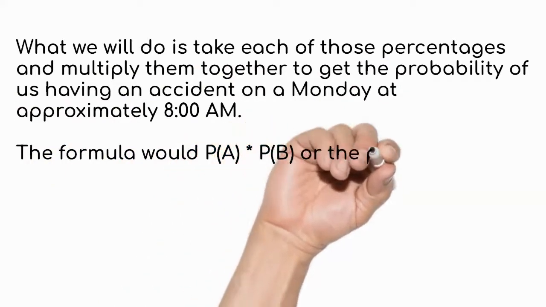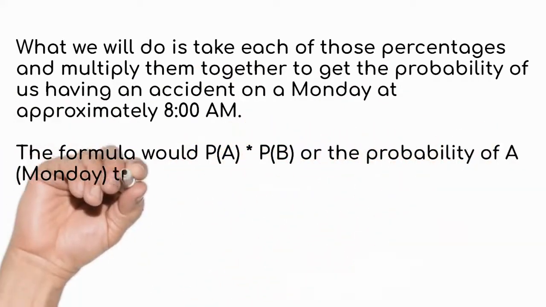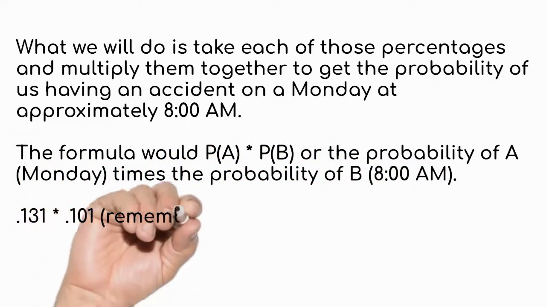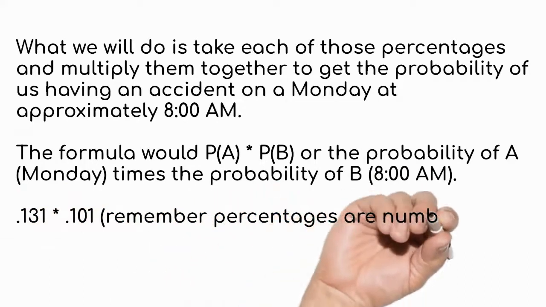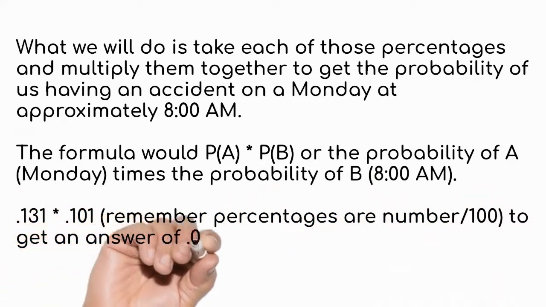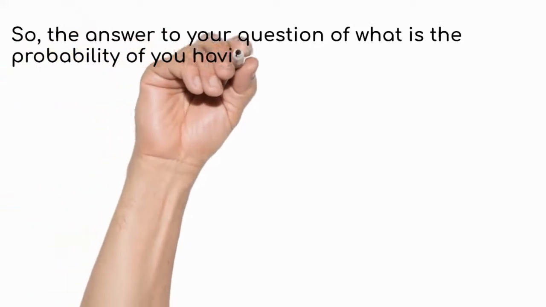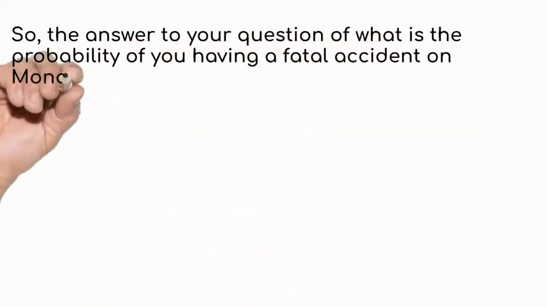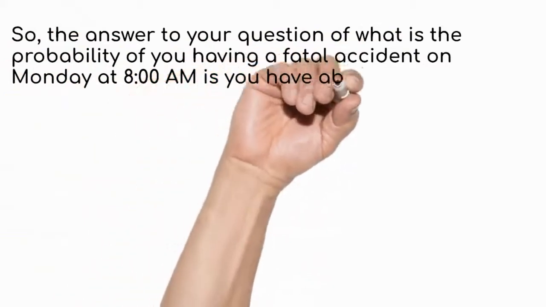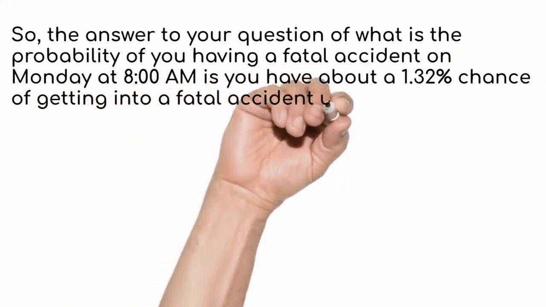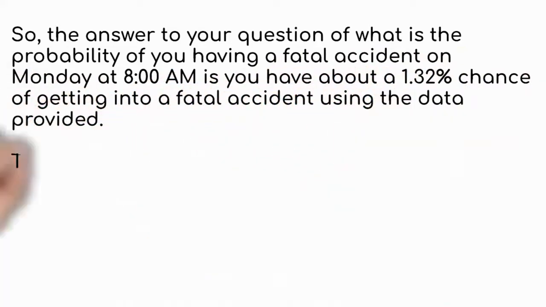So P, the probability of A times the probability of B. The probability of A is going to be Monday times the probability of B, which is 8 a.m. So remember, you're going to take the percentage divided by 100, and that's going to get an answer of 0.0132, or 1.32%. So very, very small. So the answer to your question of what is the chance, what are the odds, what is the probability of you having a fatal accident on Monday at 8 a.m. is you have about a 1.32% chance of getting into a fatal accident using the data provided.